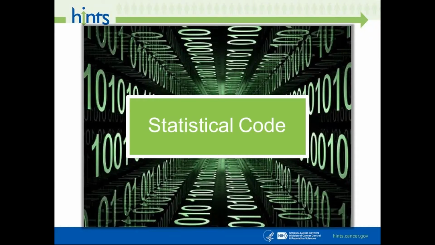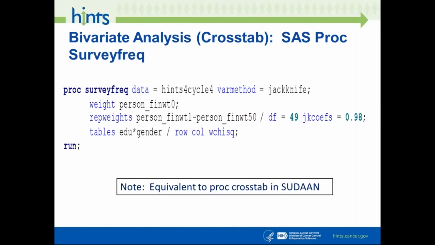This is a bivariate analysis. This is a crosstab, so cross-tabulation between two categorical variables. Education and gender is a relationship. I know not necessarily something that's going to rock the world, but hopefully it just shows an example. So I'm going to show an example of using SAS Proc Surveyfreq. Surveyfreq is a survey procedure done specifically for survey data that uses some kind of complex sampling design.